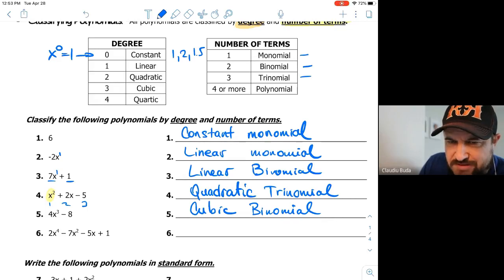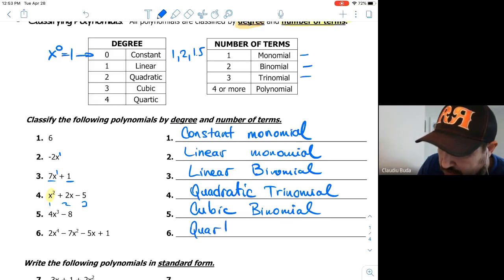Okay, number six. What do we have? 2x to the fourth power. That is the highest power, so that dictates the degree. So that is a quartic. And how many terms? 1, 2, 3, 4. Quartic polynomial.